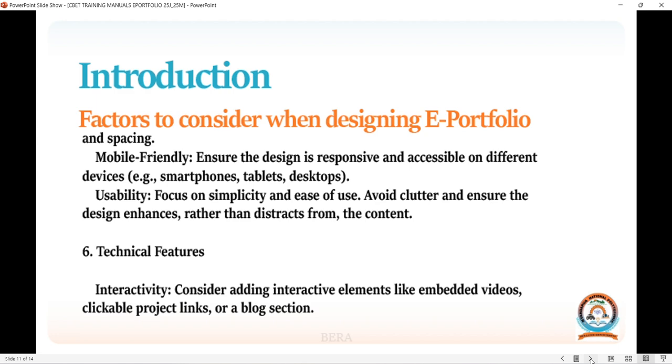So consider also technical features, the interactivity. Consider adding interactive elements like embedded videos, clickable project links, or a blog section. We will be seeing what we are supposed to do when it comes to these interactivity features of our e-portfolio.